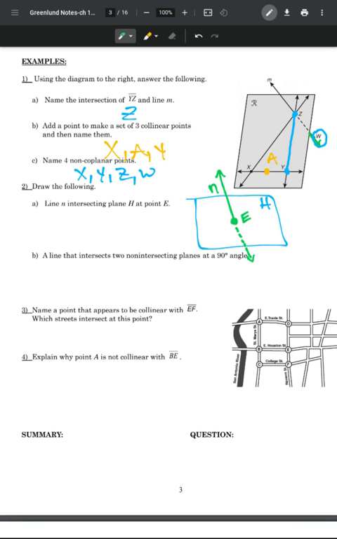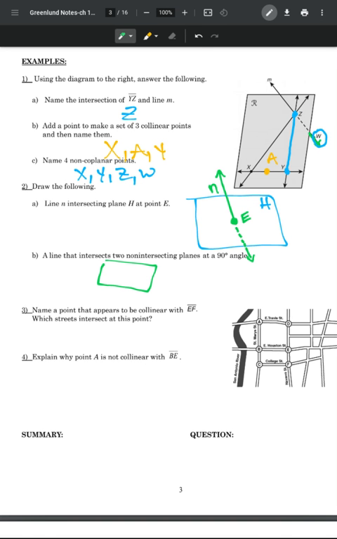So some of these, we have to learn how to visualize these things, and this is going to help us as we move forward. B, a line that intersects two non-intersecting planes at a 90-degree angle. So what we want to think about is non-intersecting planes. Well, if we think back to algebra, two non-intersecting lines mean that they're parallel. So we're bringing back some verbiage from algebra.